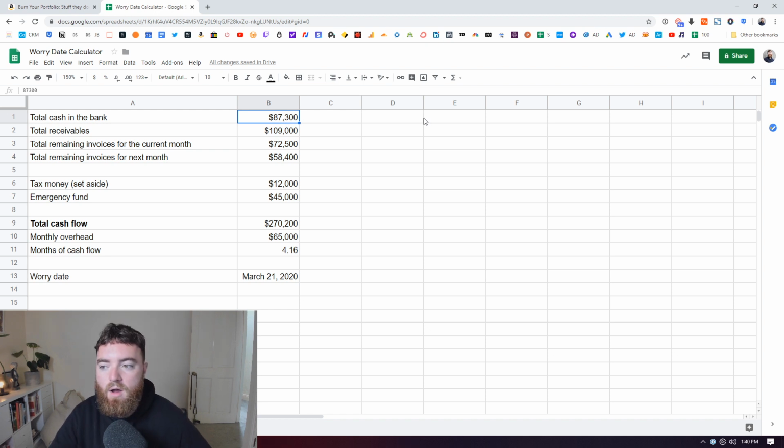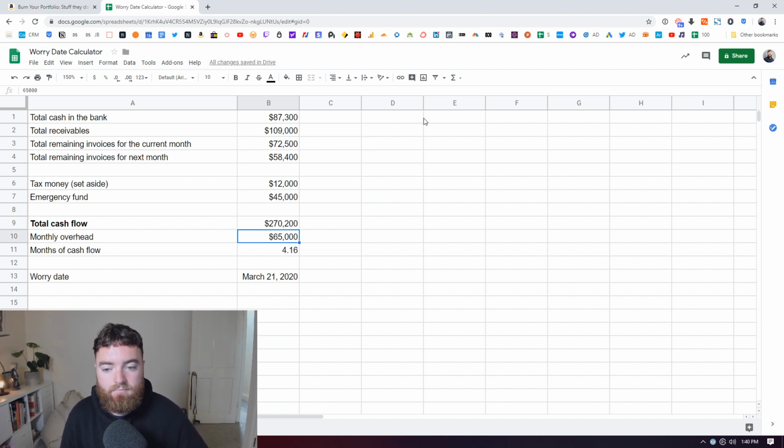So the way the formula works is we add the first four things together. Total cash in the bank. How much cash do we have? Total receivables, so invoices outstanding, invoices that we're going to be sending in the current month, and remaining invoices for next month. So we add those four together, and then we subtract the money that we're keeping aside for tax and our emergency fund, which is our kind of rainy day money that we hope we don't have to dip into, but it's there in case we have any problems. So subtracting those two from the first four gives us our total cash flow.